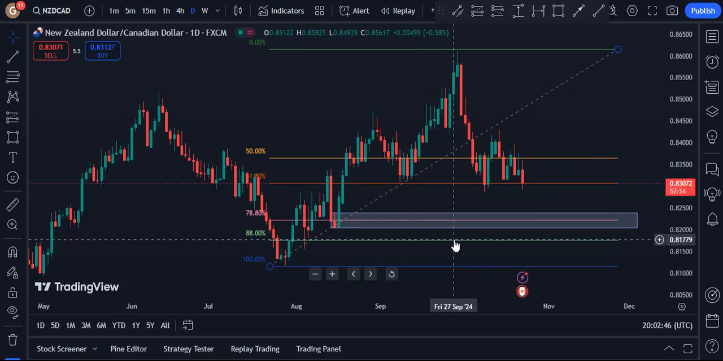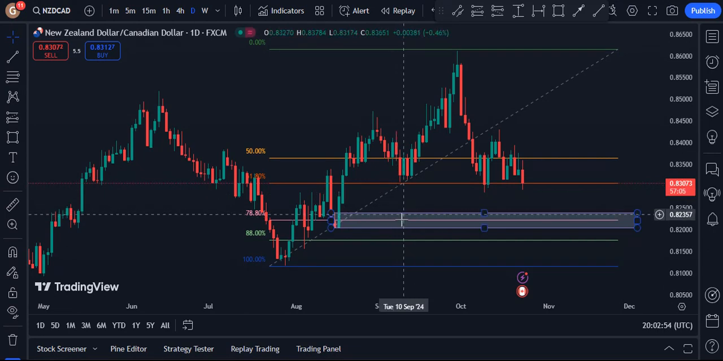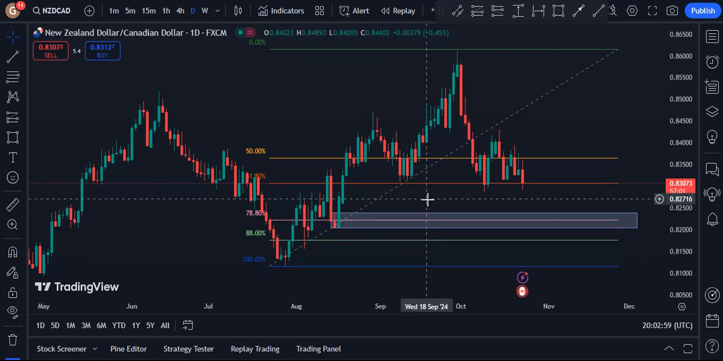And with choosing our zones, we want a very fresh zone, a zone that has not been used before. So we don't want price to put a wick in this zone. You don't want a candle body in this zone. We want a fresh zone that is untouched. So the zone must be fresh.